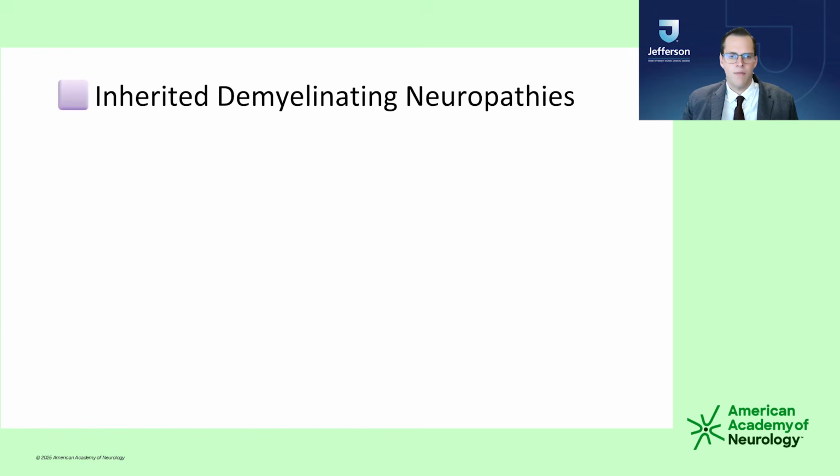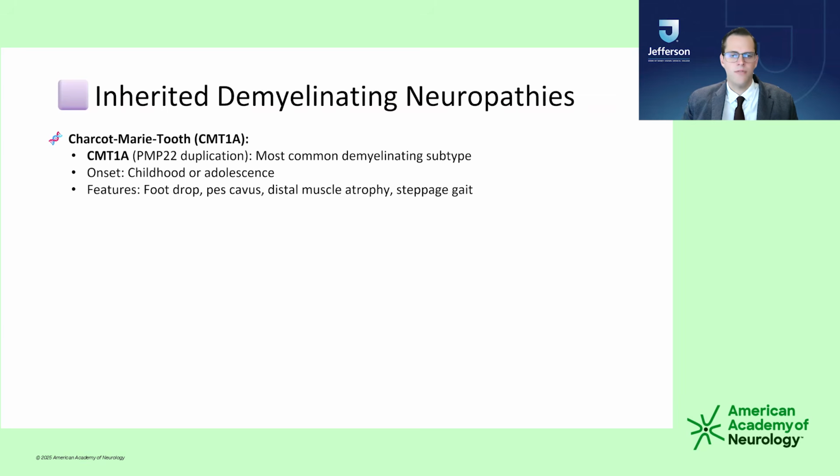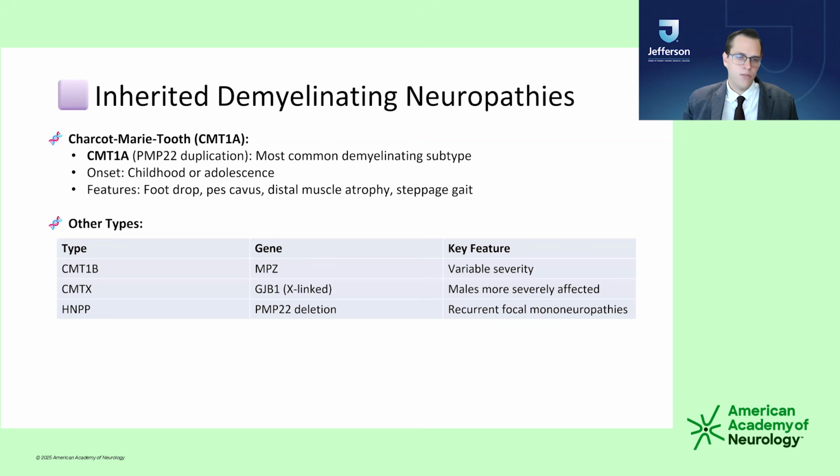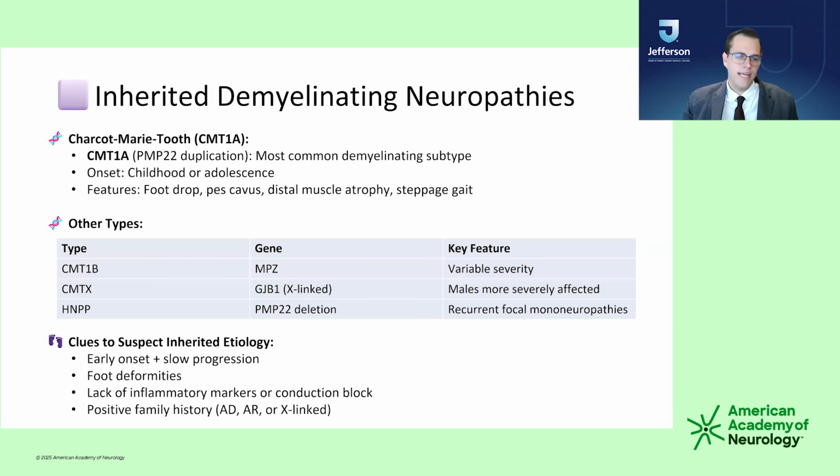For inherited demyelinating neuropathies, again, the most common is Charcot-Marie-Tooth type 1A due to a PMP22 duplication. Onset is usually in childhood or adolescence, and features are foot drop, pes cavus, and distal muscle atrophy, as well as steppage gait. There are other types as well, and I'll list them below for you here, and you can see the different genes that are affected. Clues to suspect an inherited etiology are the early onset and slow progression, the foot deformity that I mentioned multiple times in this lecture, the lack of inflammatory markers or conduction block, and a positive family history.